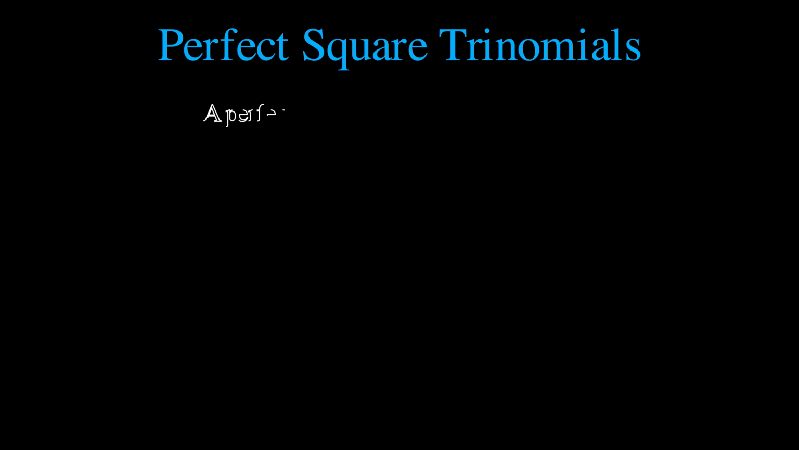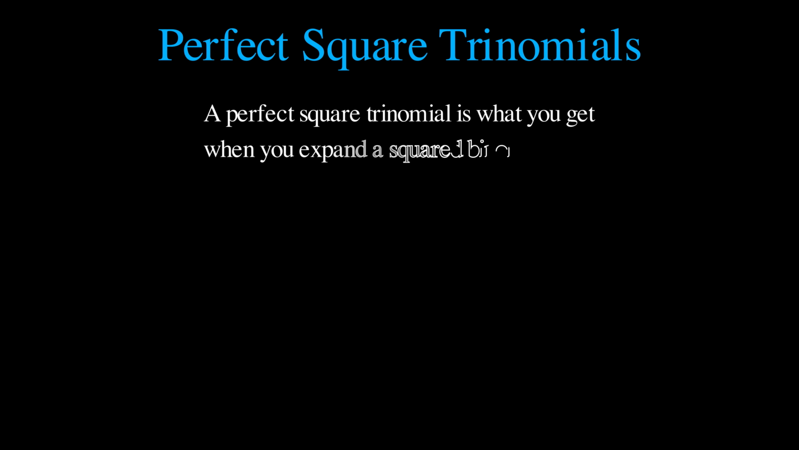Now we're learning about perfect square trinomials. A perfect square trinomial happens when you square a binomial. When you multiply a binomial by itself, the result is always a perfect square trinomial.